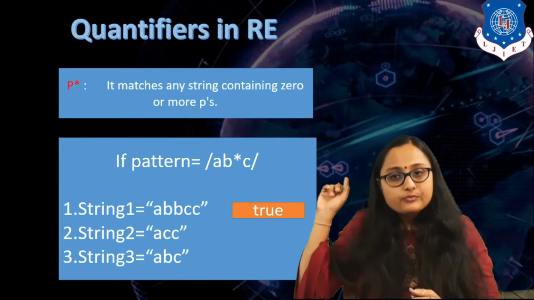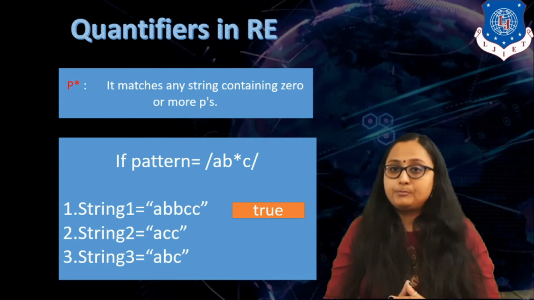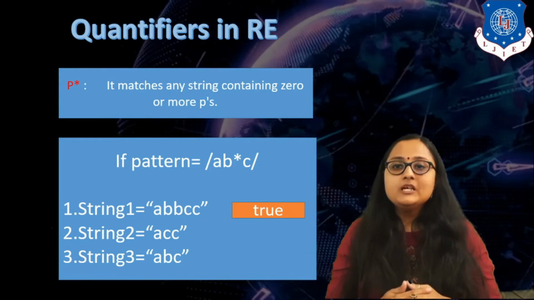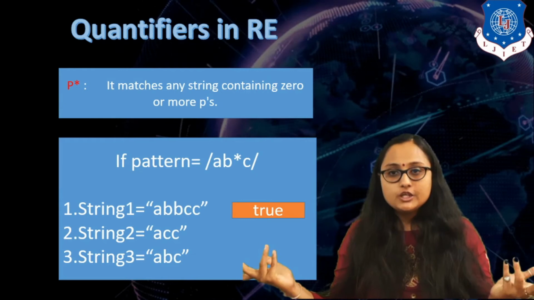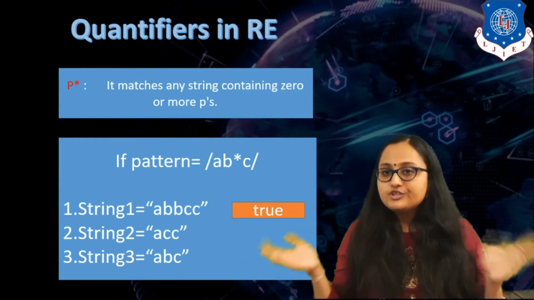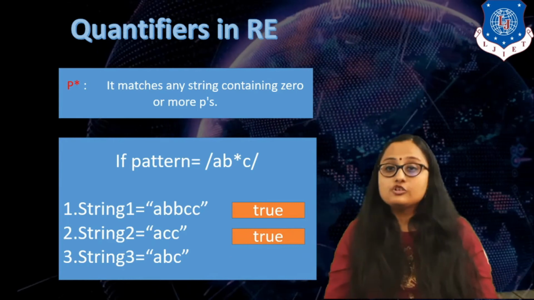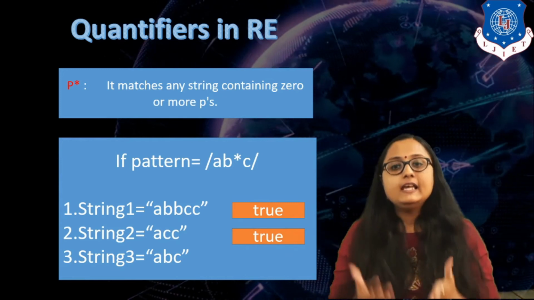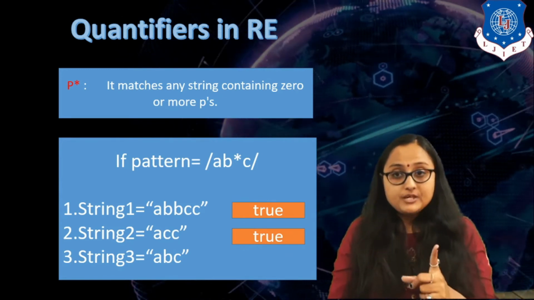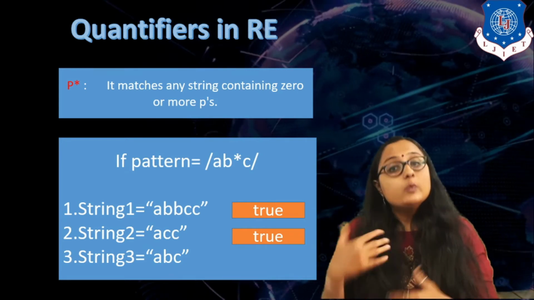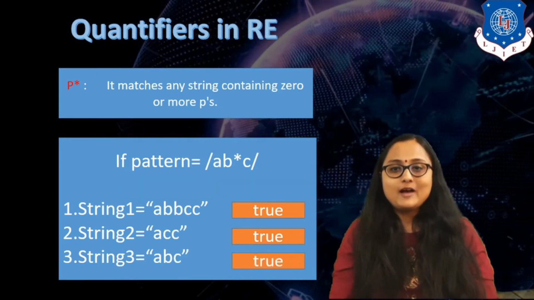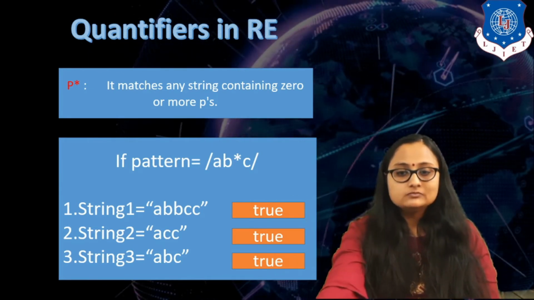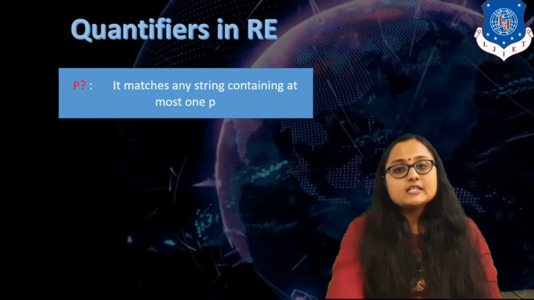No, because for b I am not using plus, I am using star, which indicates zero or more quantity of b being repeated. Here zero quantity of b is repeated, which means no b is present, which is okay, and so this string is also valid according to my pattern. And the last string consists of a, b, c, which has one b between a and c, and it is also valid. So all these strings are valid according to this pattern. Clear?